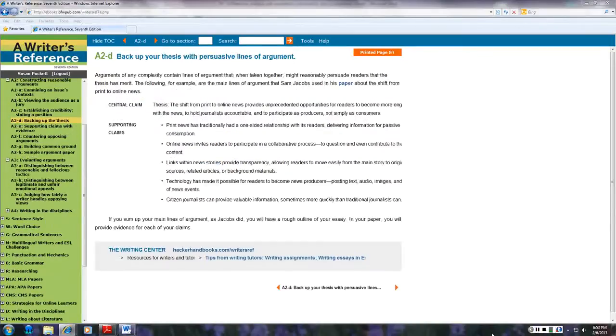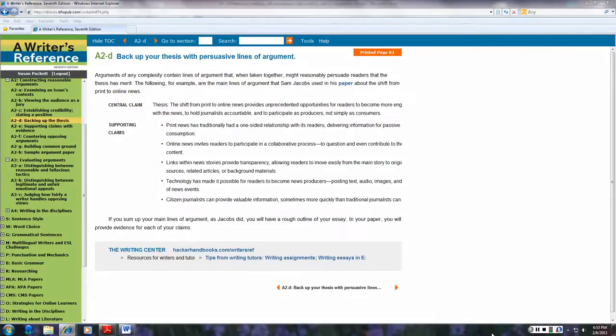The second thing I wanted you to look at is about persuasive lines of argument. Notice that there is a thesis and then there are supporting claims for that thesis. How we organize our ideas is another way we use logic. Notice that Hacker and Summers say if you sum up your main lines of argument, you have a rough outline of your essay. And then you provide evidence for each of the claims. So organizationally, we have a thesis that states our position, and then we have supporting claims.